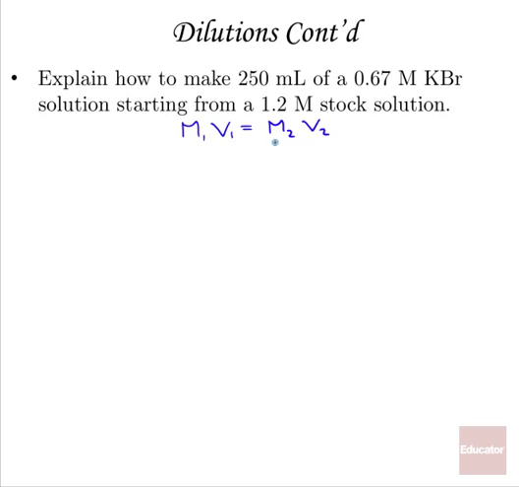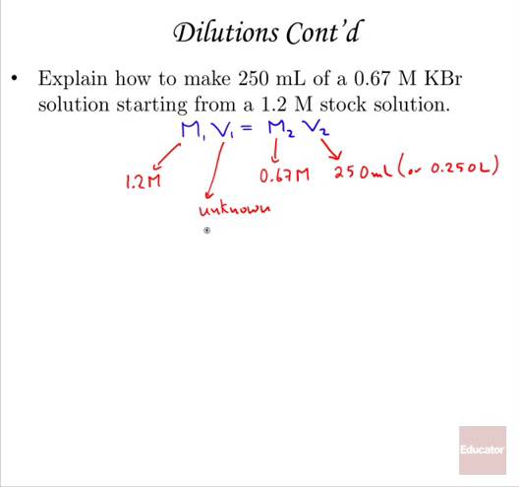M2V2 is already given to us. M2 is going to be the desired concentration of 0.67 molar. V2 is the desired volume, and that's going to be 250 milliliters, or 0.250 liters. All right, the M1 is given to us also. It's the 1.2 molar stock solution. So this V1, therefore, is the unknown, everybody. Now, it's pretty simple to solve for this algebraically. And after we do this, we're going to then discuss the physical significance of this, because that's another issue. So V1 is going to be 139.6 milliliters.